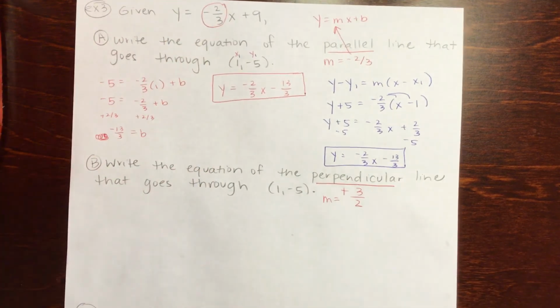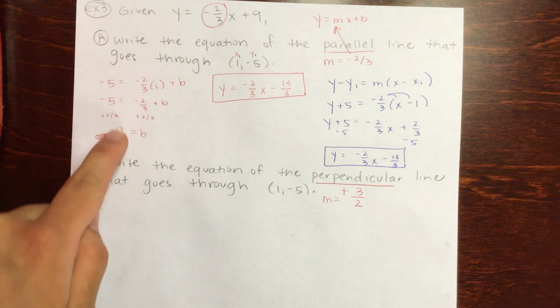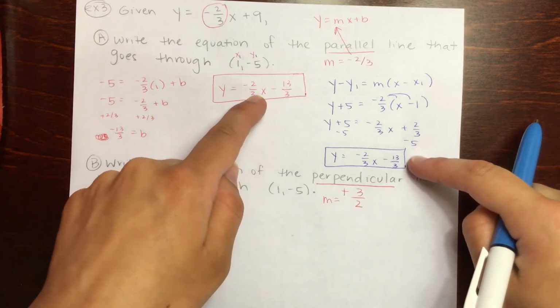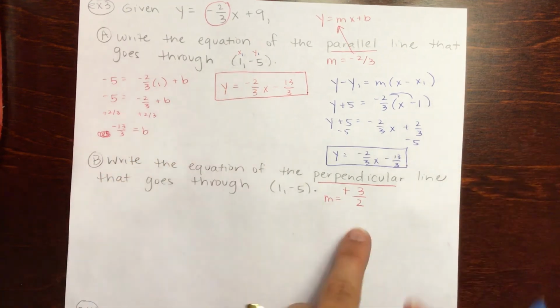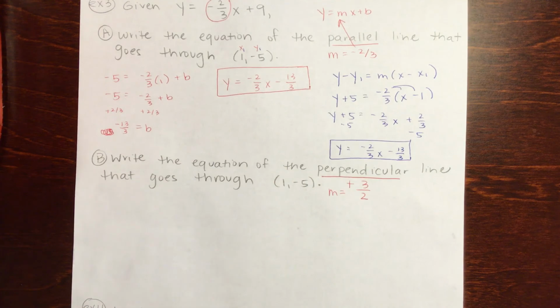So we're going to do the exact same thing we did before. You can either do it this way where you solve for b and rewrite, or point slope and solve for y. But now I'm going to use this as my m value, and I happen to have the same coordinate point.